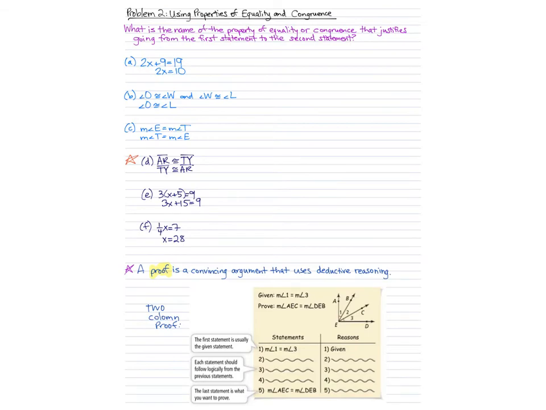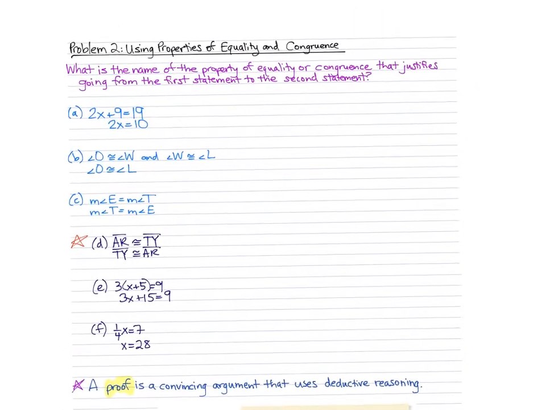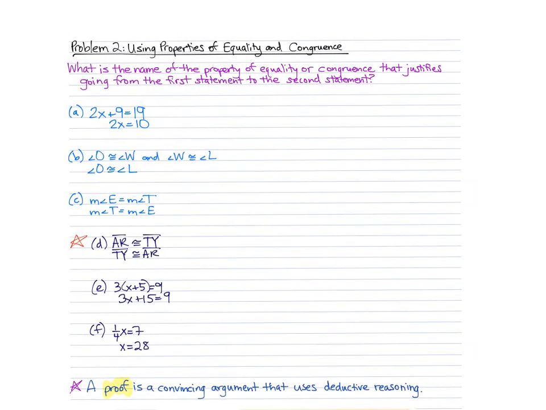Okay, so let's see how that's going to work. Problem 2 is a little easier than problem 1, I think, because you're just going to name the property that the step shows. And then you just need to keep track of whether it's equality or congruence. A little hint here: if there's an equal sign, it's equality. If there's a congruent sign, it's congruence. Equal sign, equality. It's an easy way to figure out if it's of equality or of congruence.